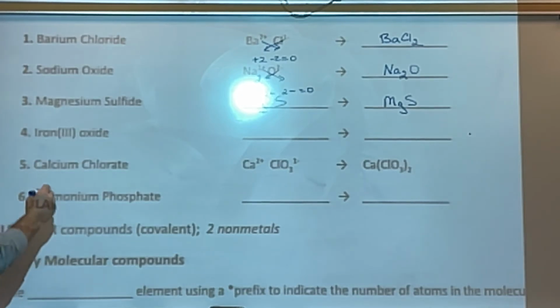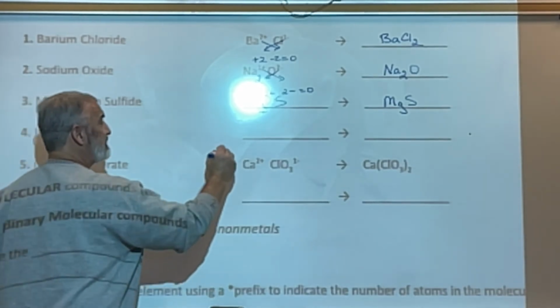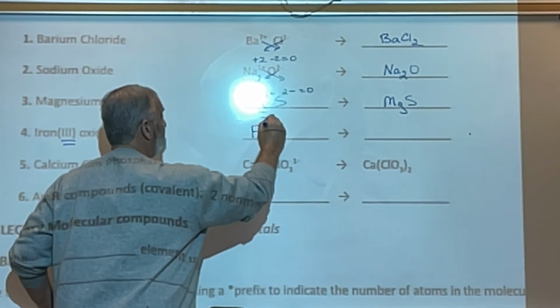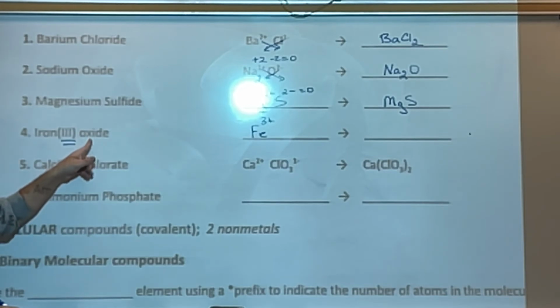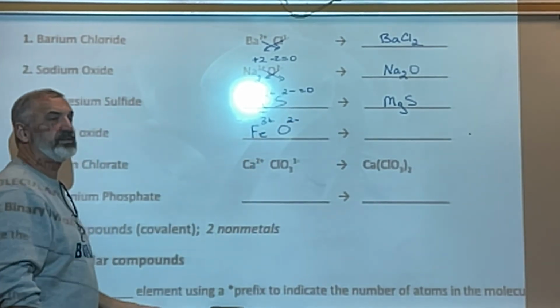Same thing here. Now notice here that we have a Roman numeral. It's much easier going this way because with the Roman numeral, I don't even have to look on the periodic table now. Now I know the charge on the iron is +3. So it's going to be Fe, 3+, and then oxide is oxygen, it's always 2-.